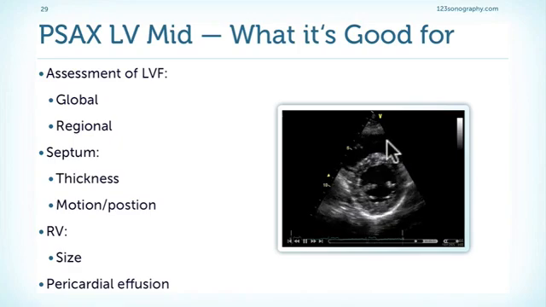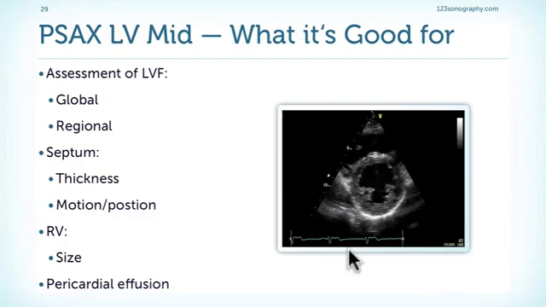Importantly, we also see the right ventricle. Thereby, we can have a way of looking at the size of the right ventricle and estimating if the size is normal or not. And furthermore, the pericardium is also visible so that we can detect pericardial effusions.